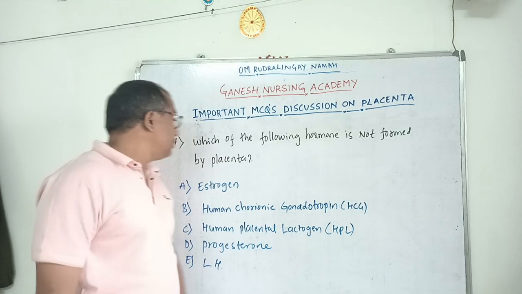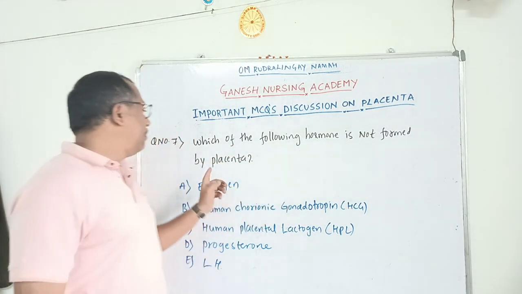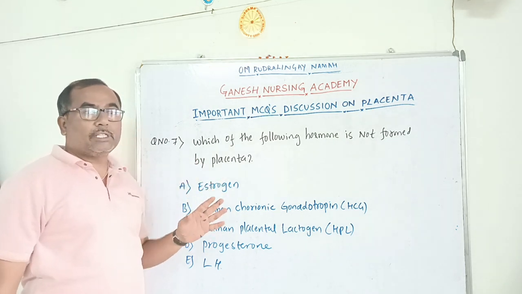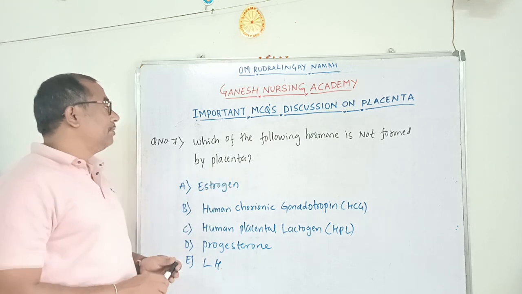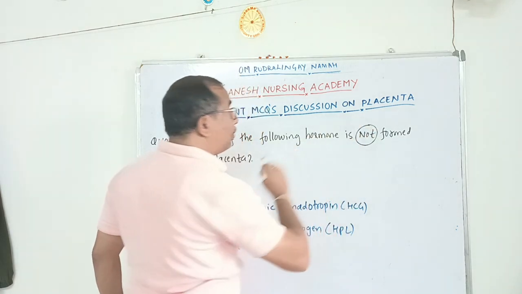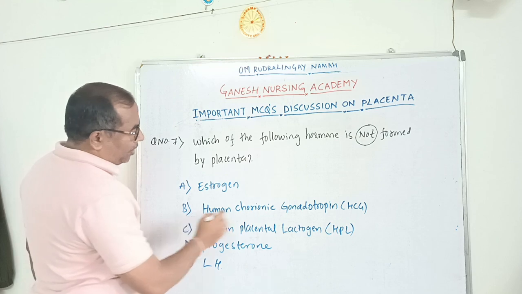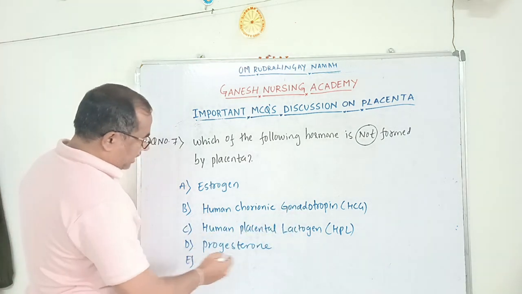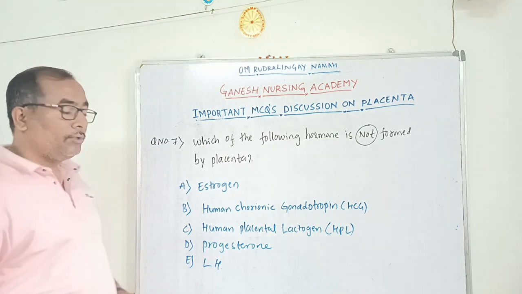Okay, dear students, see the next question. Question number 7. Which of the following hormones is not formed by the placenta? There are some hormones which are produced by the placenta, and they have asked which one is not produced by the placenta. Option A, estrogen. Option B, human chorionic gonadotropin. Option C, human placental lactogen. Option D, progesterone. And option E, luteinizing hormone, that is LH.